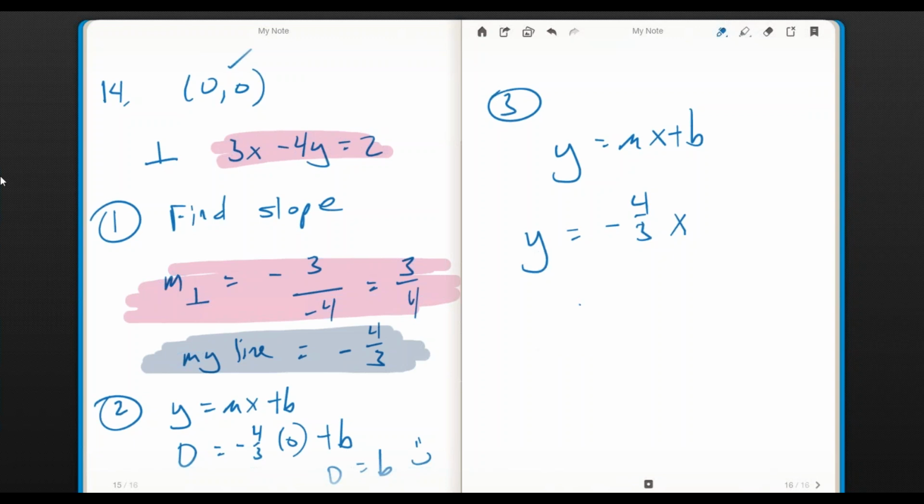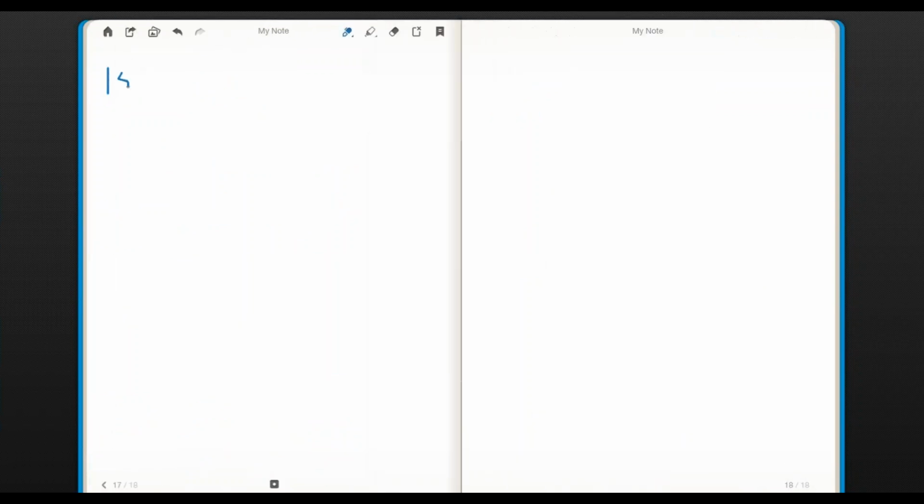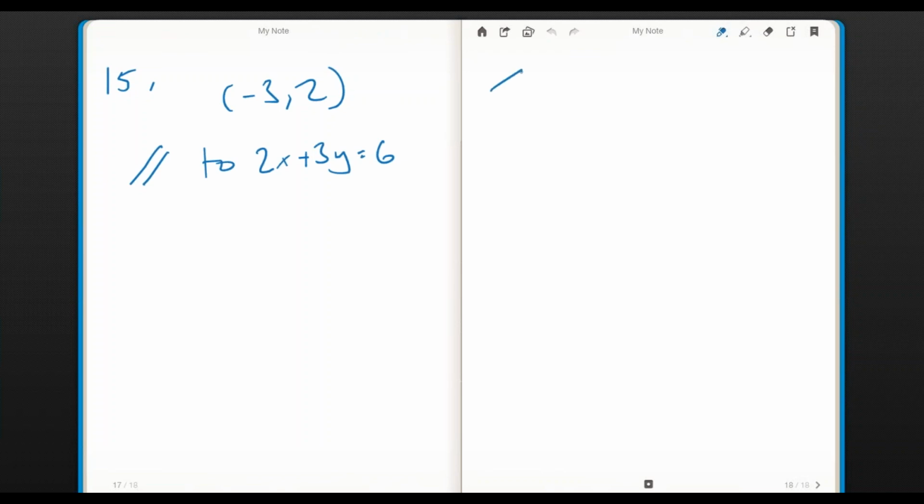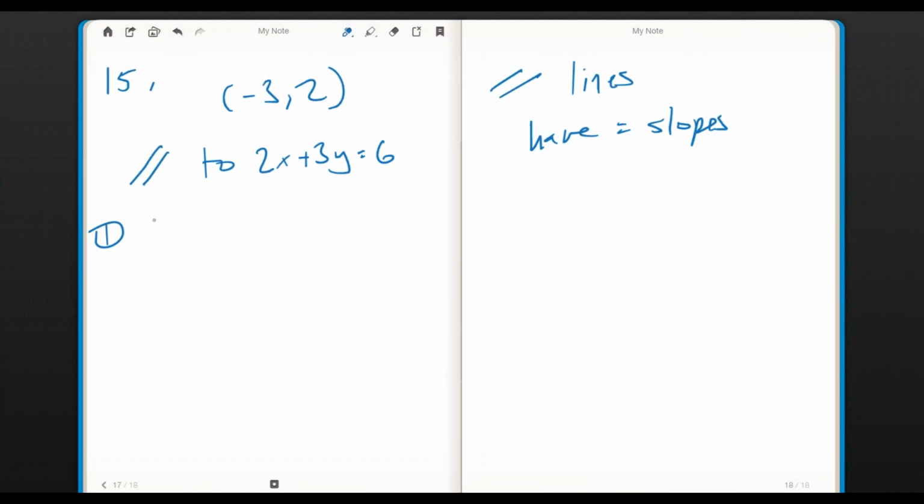Number 15, we say the line through -3, 2, and we want it to be parallel to the line 2x plus 3y is equal to 6. Again, now one more fact to know. Parallel lines have equal slopes. So how do you write an equation of a line? Number 1, find the slope.